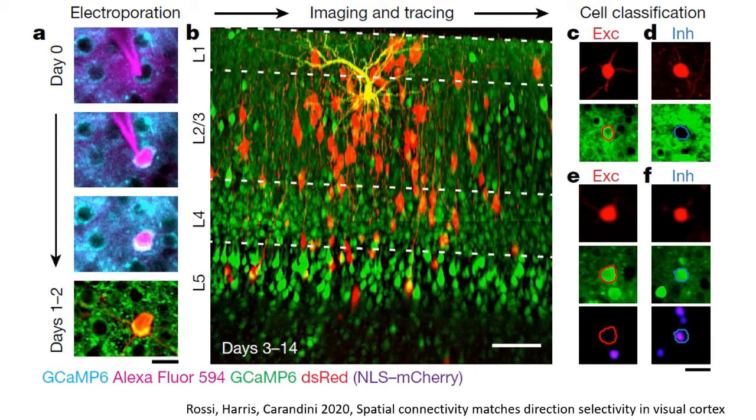Then they used the same modified rabies virus trick to label all presynaptic cells to this target cell. This figure from the Rossi paper shows the target cell in yellow and all presynaptic cells in red, with other cells shown in green. Rossi et al. used a few other tricks to identify cells as being either excitatory or inhibitory, but you'll have to read the paper to get those details.